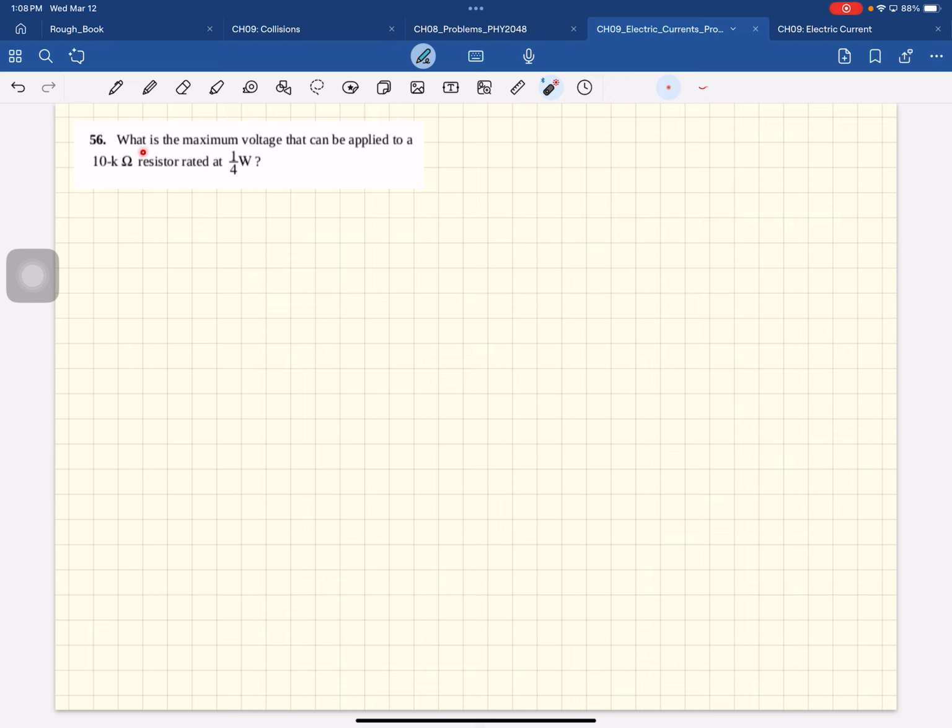This problem says, what is the maximum voltage that can be applied to a 10 kilo ohm resistor rated at 1/4 of a watt? Okay, so if you apply a greater voltage, there will be a greater current in the resistor, and the resistor will burn. If you check your notes, you'll see that the power dissipated in a resistor is the voltage times the current across the resistor. It's V squared divided by R, or I squared times R. So you can use one of those three formulas.